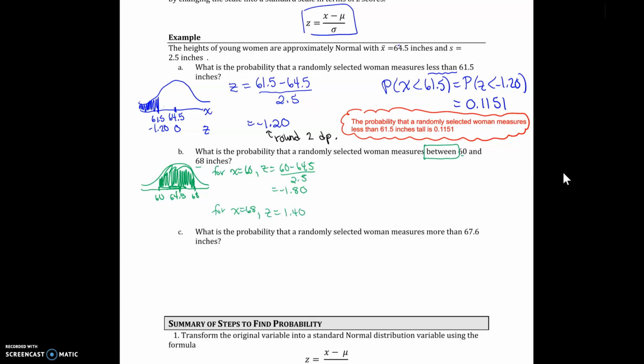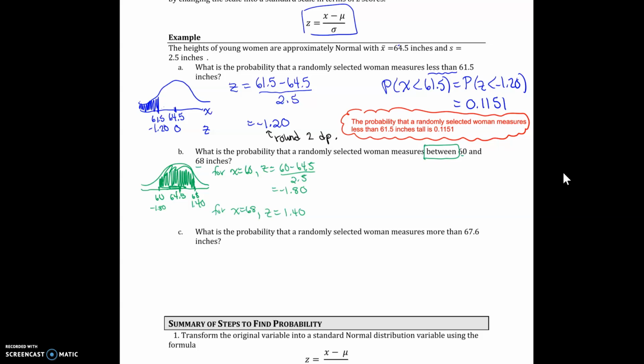And that makes sense. 60 has a z-score that's negative associated with it because it's below the mean. How far below? It's 1.80 standard deviations below the mean. 68 has a z-score of 1.40 because it's 1.40 standard deviations above the mean.